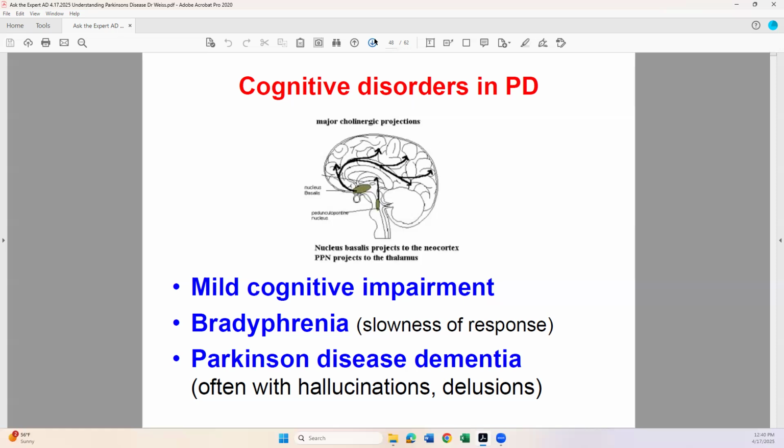Something that's very common and disabling in Parkinson's disease is bradyphrenia, slowness of response. Sometimes patients who aren't confused just have trouble organizing their thoughts efficiently so that their responses are very slow. It's sort of the psychic equivalent of slowness of movement.